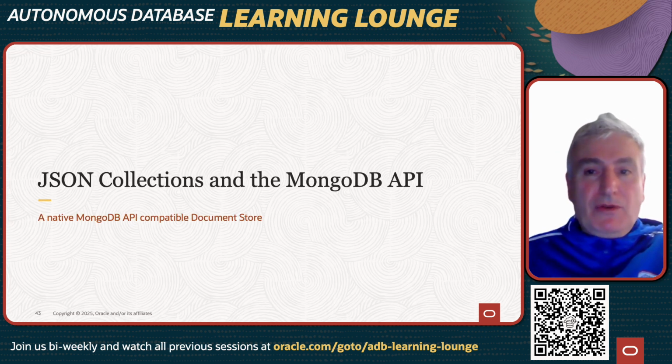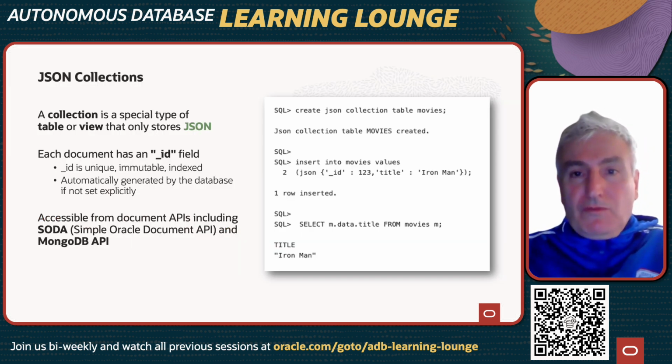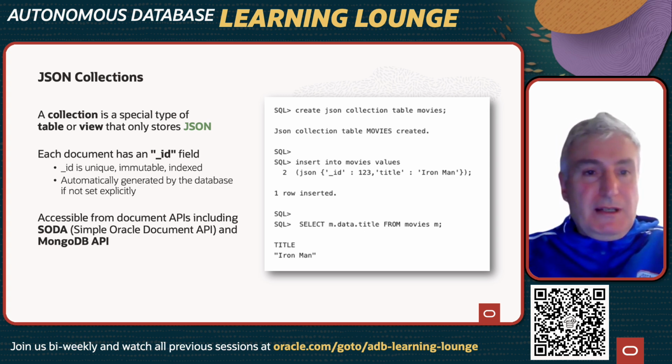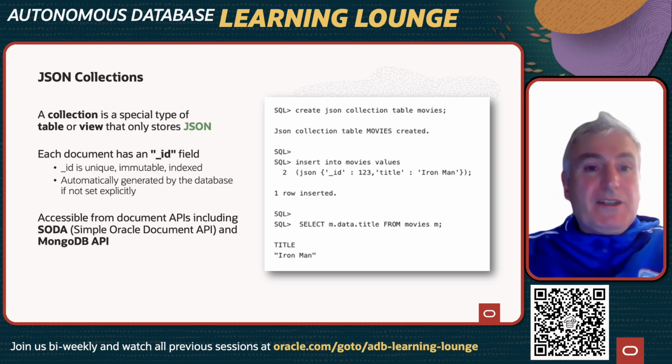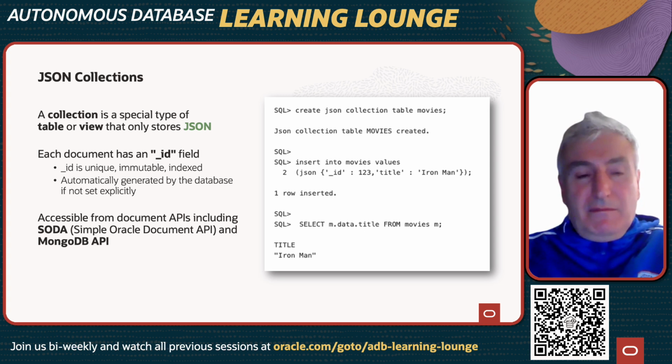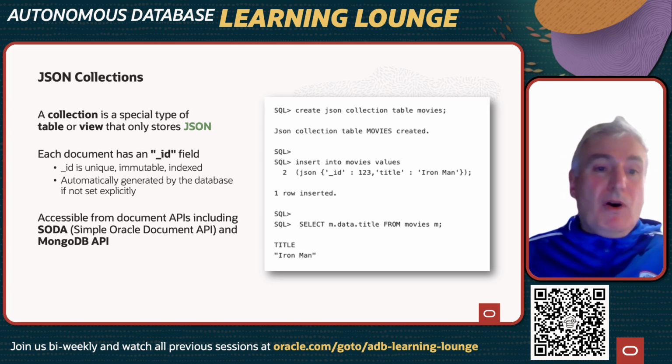Now, JSON collection and the MongoDB API. Here is an example of how you can create a collection called movies, insert a simple document into the collection, and select the document from the collection. Each document has an _id field, which is first unique, second immutable, and third indexed. It's automatically generated by the database if we don't specify it. If you remember in my example, I did specify for each document 1, 2, 3, 4, 5 until 12. And you can access the documents through APIs including SODA and the MongoDB API.